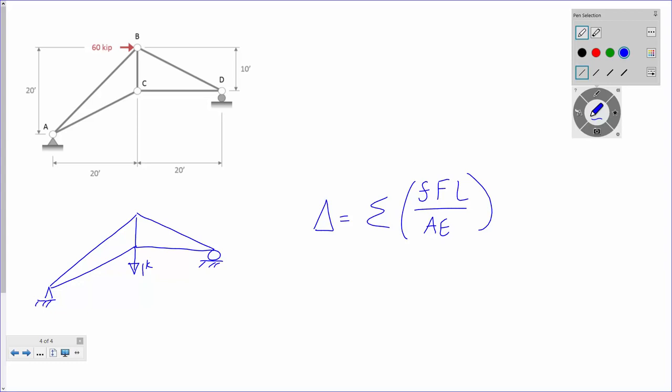Now, this truss that I'm showing right here, this is if I was interested in the vertical deflection at C. I am not interested in that in this problem. What am I after in this problem? Horizontal deflection at B, right? So my real structure would be a horizontal 60 kip load on B, and my virtual structure would not be this, it would be this, right?